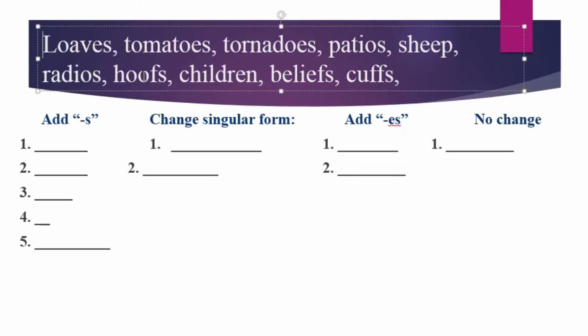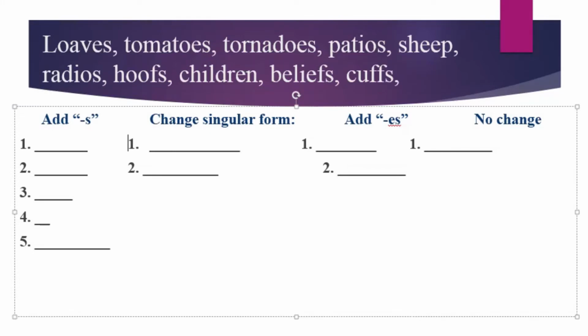Now let's solve this exercise together. Loaves, tomatoes, tornadoes, patios, sheep, radios, hoof, children, beliefs, cuffs. In the first column, it says add. So this means that there are 5 words that have S at the end. What are they?